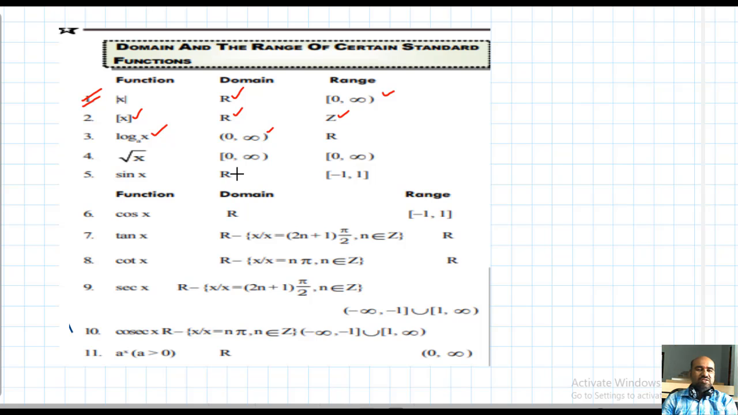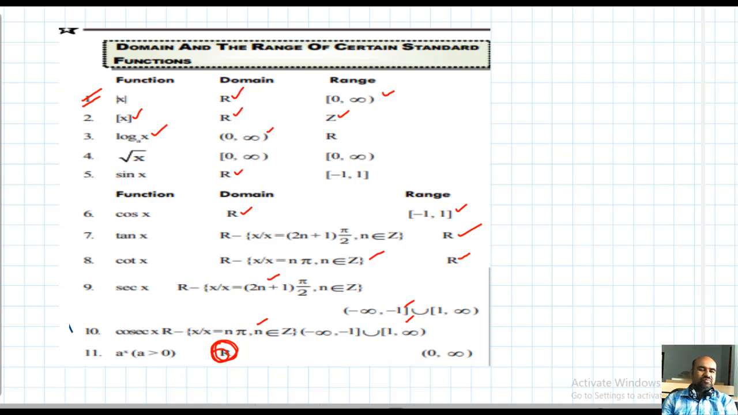Sin x, domain is R, range is minus 1 to 1. Cos x, domain is R, range is minus 1 to 1. Tan x, the domain was already explained in trigonometry, and range is capital R. Cot x domain is this, range is this. Secant x domain is this, range is this. Cosecant domain is this, range is this. And a power x, the exponential function, domain is all real numbers, range is open 0 to infinity, provided a greater than 0. These are some basic, important functions.